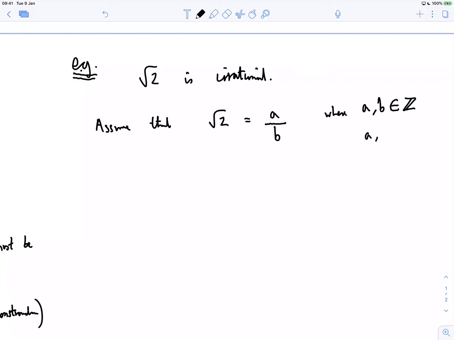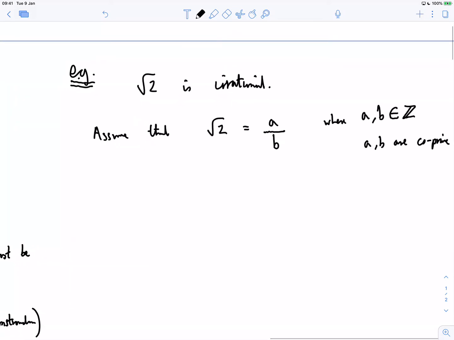and a and b are co-prime. Okay, so what does this mean? This is kind of like the extra details on the side. So the initial statement is that root 2 can be written as a rational number, and the way to express that mathematically is to say that root 2 is some a over b, where a and b belong to the set of integers and a and b are co-prime. So let's break this down.